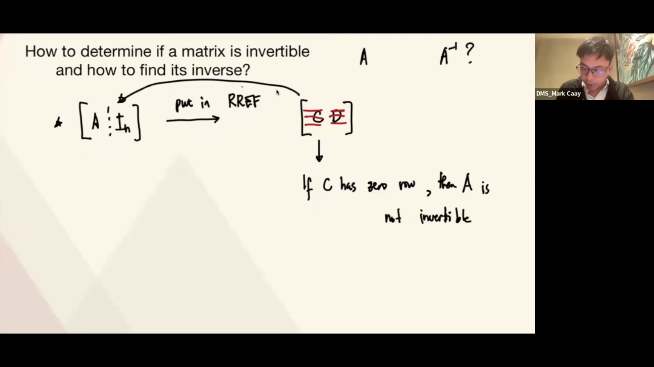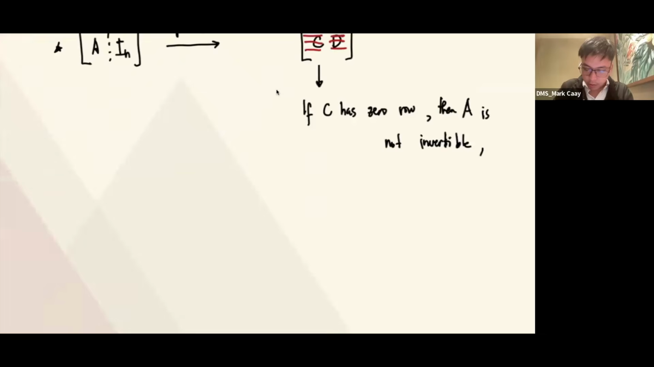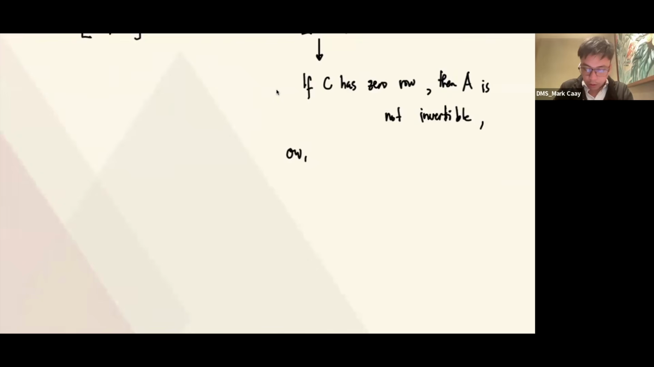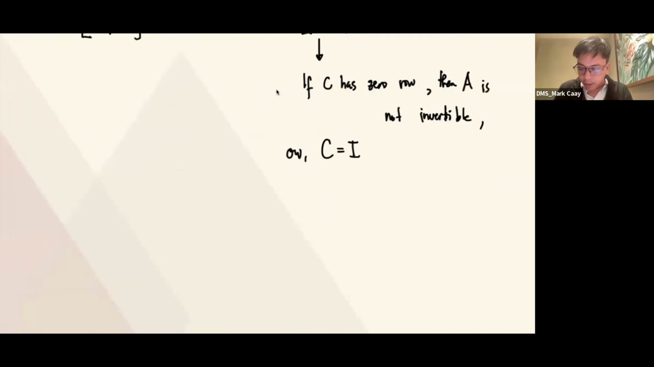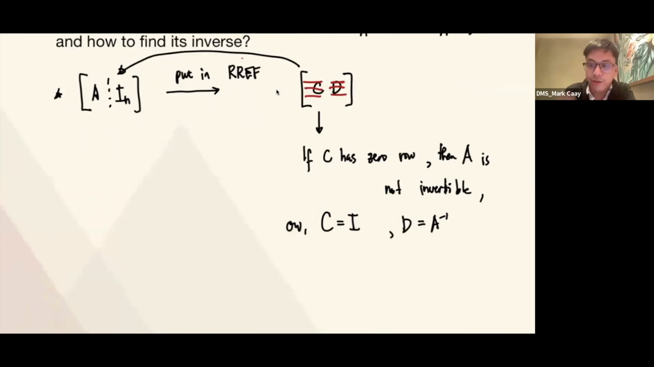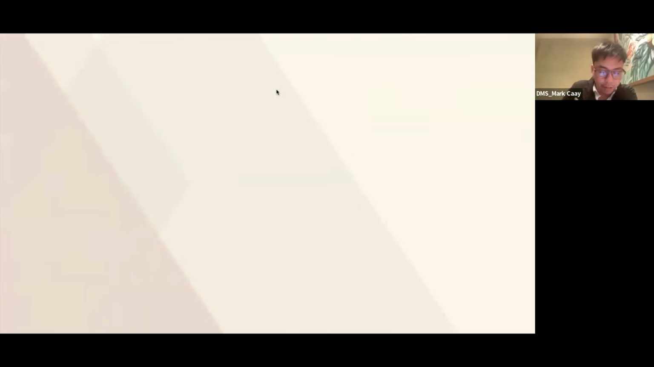Otherwise, your C is equal to I, and in this case, D is the A inverse. Basically, if you succeed and there is no zero row in C, that means your C is actually the identity matrix. So automatically, D here is the inverse of A. Let's try this for an example.